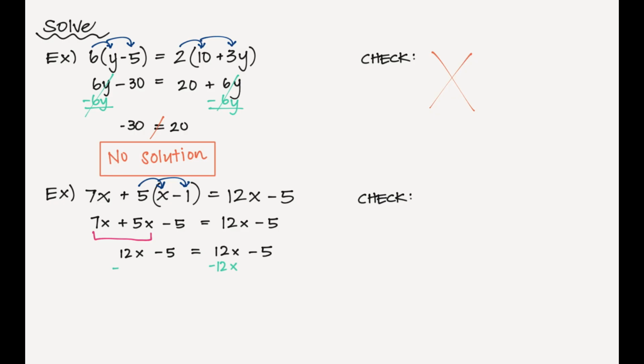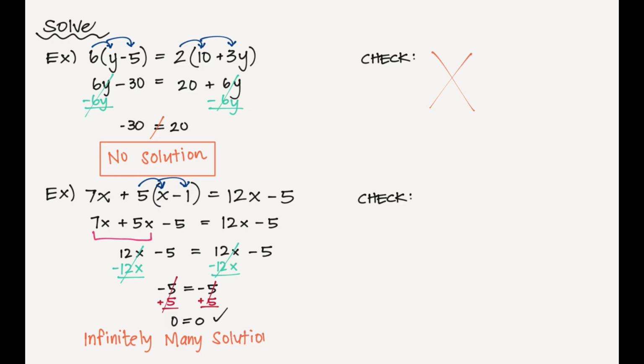I can go further. I can subtract 12x on both sides, which gets rid of the variables. But now I'm left with a true statement, negative 5 equals negative 5. If I go further and I add 5 to both sides, it turns into 0 equals 0, which again is another true statement. So if this is the case, we are going to say infinitely many solutions, which means there are just endless possibilities of numbers that you could plug in and the equation would work.